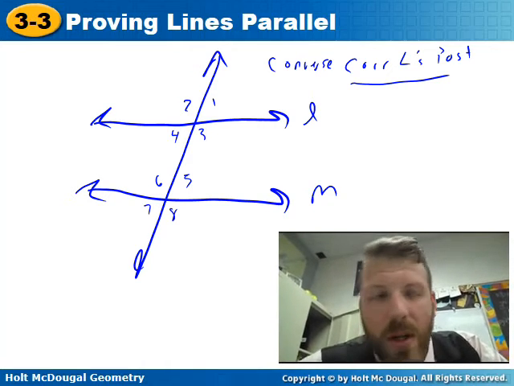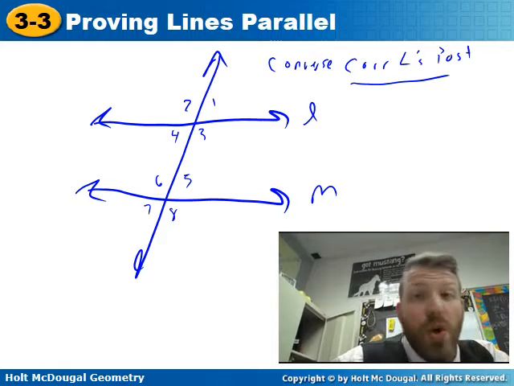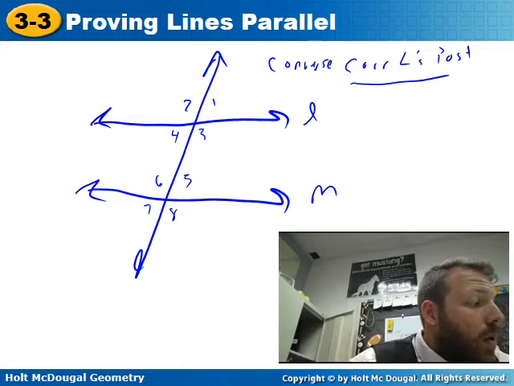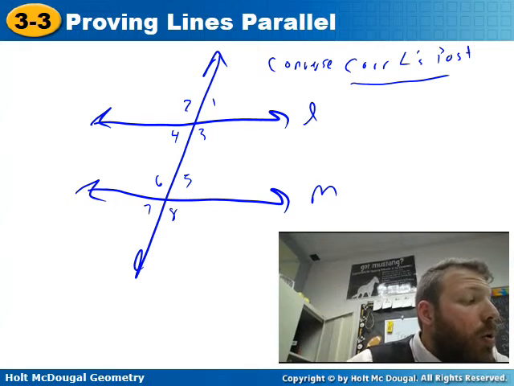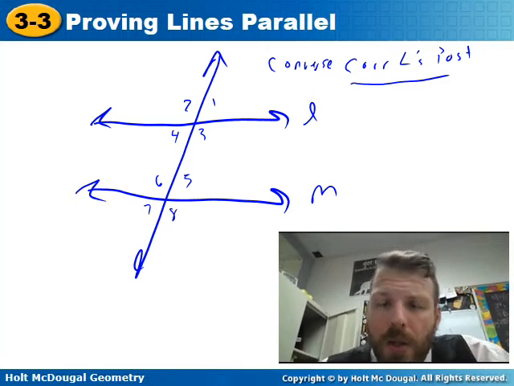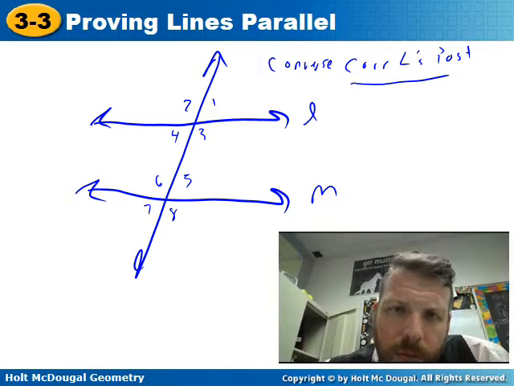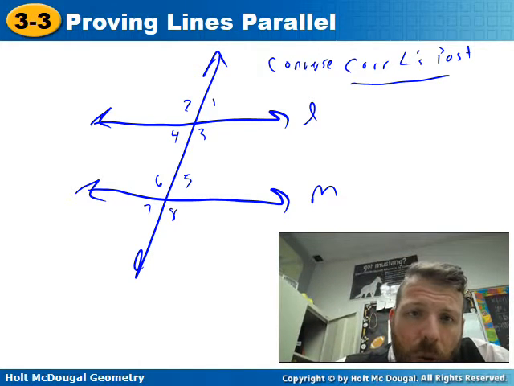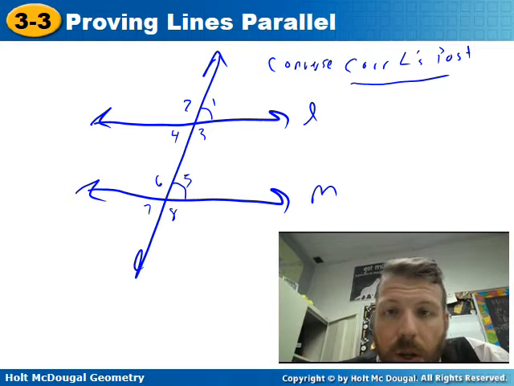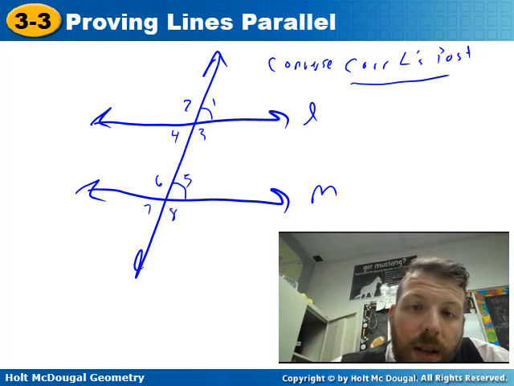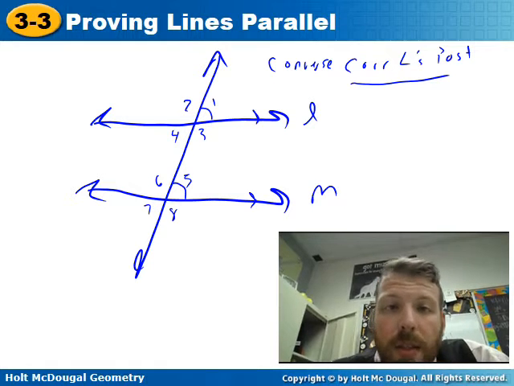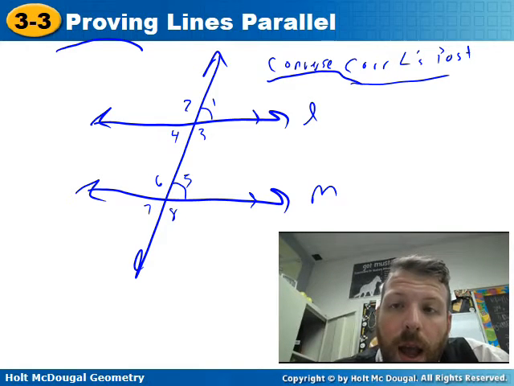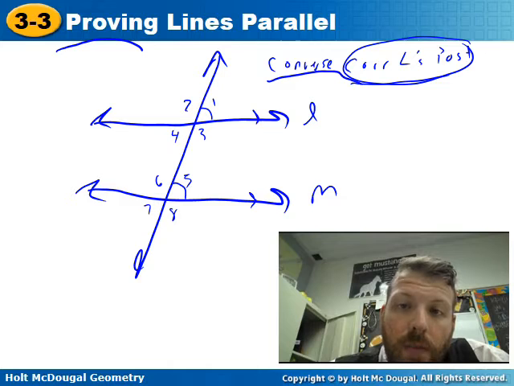So let me read the book definition for you, just because I hate the book definition. It says, if two coplanar lines are cut by a transversal so that a pair of corresponding angles are congruent, then the two lines are parallel. So basically, these two lines are cut by the transversal. If I was to say that angle 1, which is corresponding to angle 5, is congruent, then that means that line L is parallel to M. So that's how we are going to prove that these lines are parallel. Instead of the corresponding angles postulate, we're going to use the converse of it.